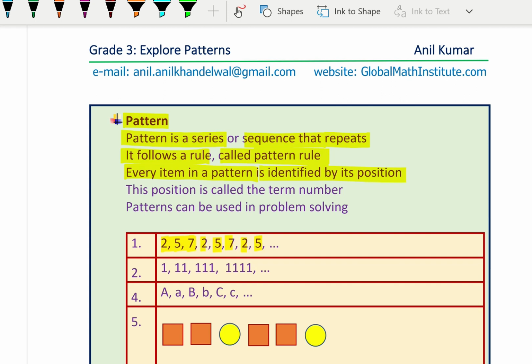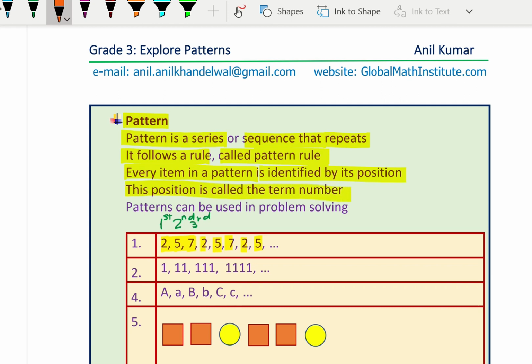Every item in the pattern is identified by its position. So we say that the position of 2 is first, right? So that is position number 1. For 5, the position is second. For 7, it is third. So likewise, they are identified by their position. Okay? This position is called the term number.